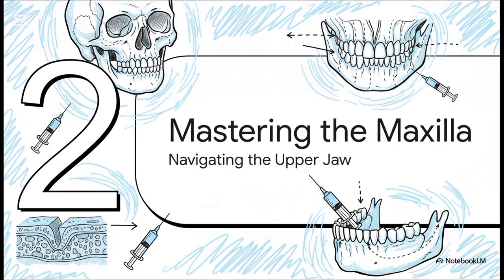All right, let's move on to our first specific location, the maxilla, the upper jaw. The bone here is way more porous than in the mandible, and that's a huge deal because it means anesthetic can diffuse through it much more easily. This unique anatomy really dictates the kind of techniques we're going to use.